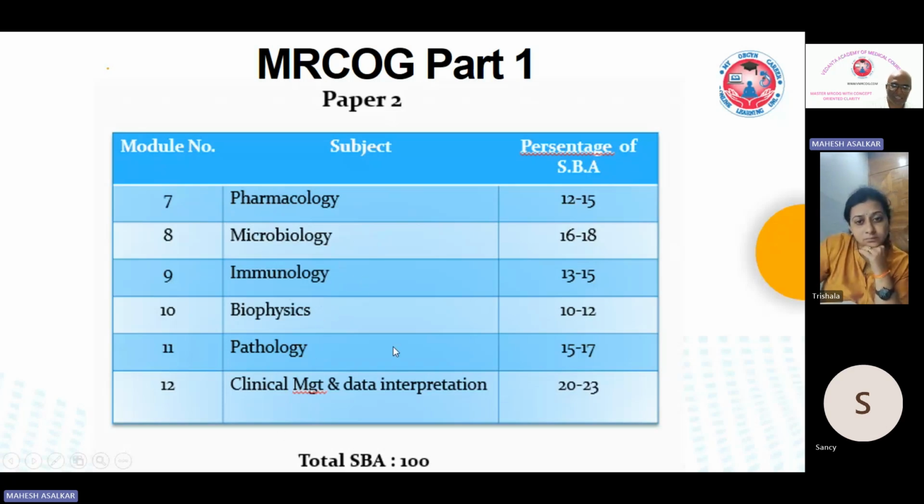Biophysics, certain concepts are there. Generally these are recalls only. Biophysics, we may or may not have a separate session, but we will cover all the recalls, and that itself will be around 7 to 8 questions that will be repeated like that. Then pathology, we will go into detail because this is also a big subject. And the last one is clinical management and data interpretation.